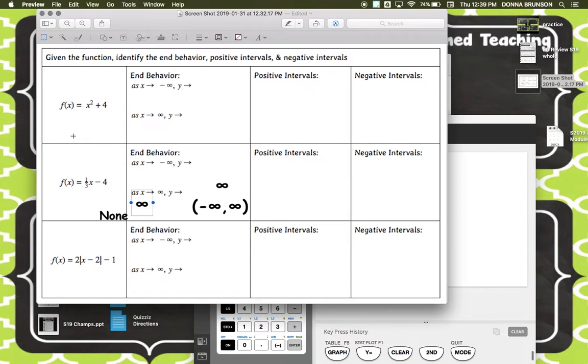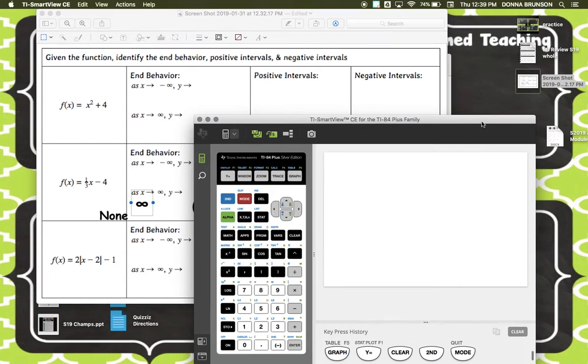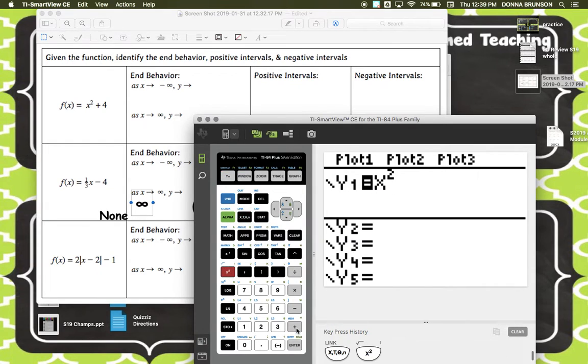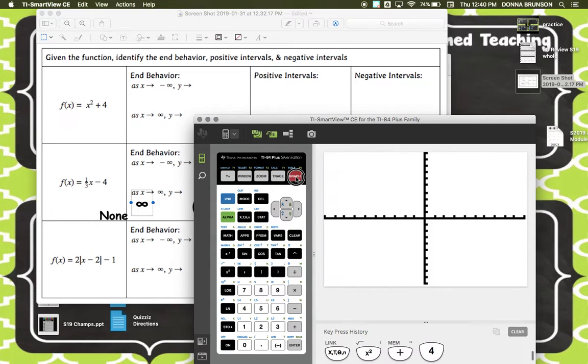So we've been given a function, and we've been asked to describe the end behavior, the positive intervals, and the negative intervals. So this is actually a calculator problem. I'm going to go into my calculator and hit the y equals button and input that function. So I have x squared plus 4.